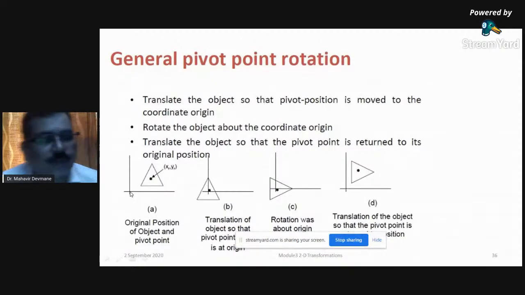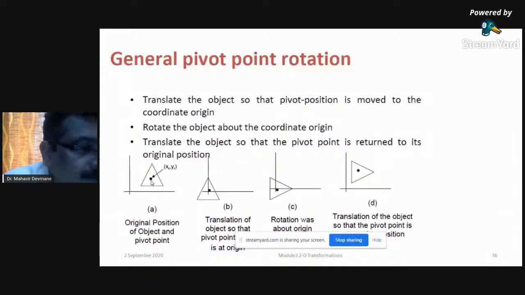So which operation do we have to use? We have to use translation. Correct, we have to translate it in the minus direction. Suppose this fixed point has coordinate value xf comma yf. So we have to translate by minus xf and minus yf, right? So this particular point will be taken to the origin, as shown in diagram B, this triangle I got here.